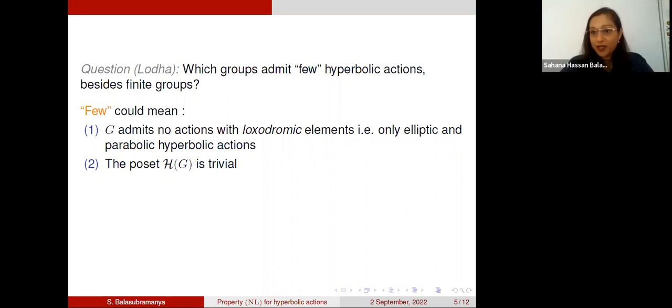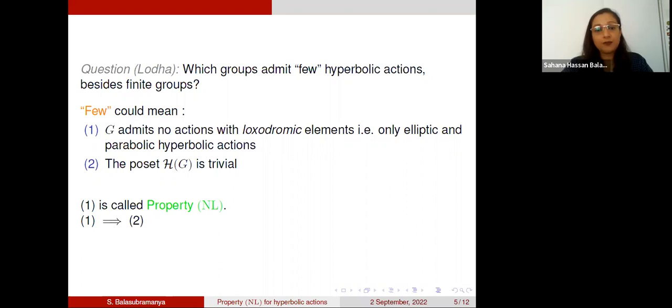So what we call property NL, which stands for no loxodromics, is precisely condition 1 here, that you don't admit actions with loxodromic elements, and that's where the terminology NL comes from. And the reason we're interested in studying property NL to answer part of this question and not when is H of G trivial is because 1 actually implies 2.